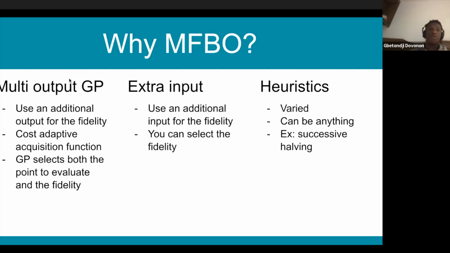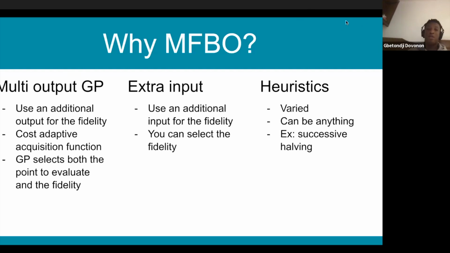That's one of the main methods currently being used. It works well for continuous fidelities, and well for discrete fidelities also. That's the main method right now. Another method that's a bit older, but was not explored as extensively, is instead of an extra output, having an extra input. An additional input for the fidelity is added to the parameters of your function. Then you can select the fidelity you want to evaluate and just set that extra input to that.